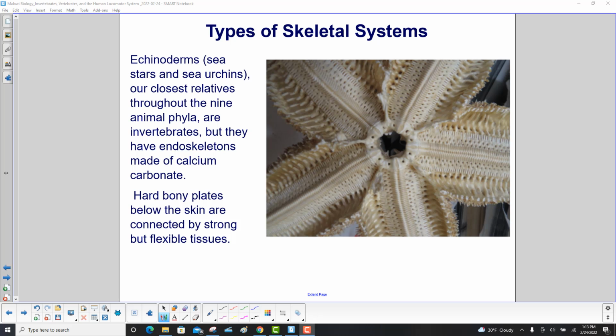Echinoderms, which are sea stars and sea urchins, our closest relatives throughout the 9 animal phyla, are invertebrates, but they have endoskeletons made of calcium carbonate. Hard, bony plates below the skin are connected by strong but flexible tissues.